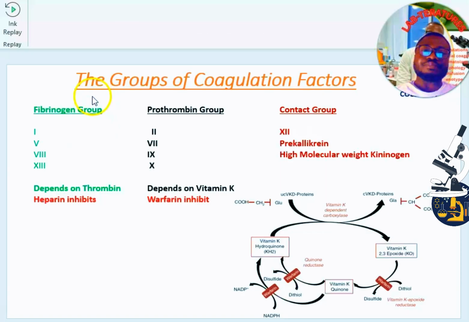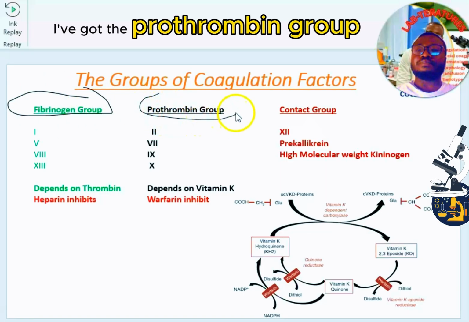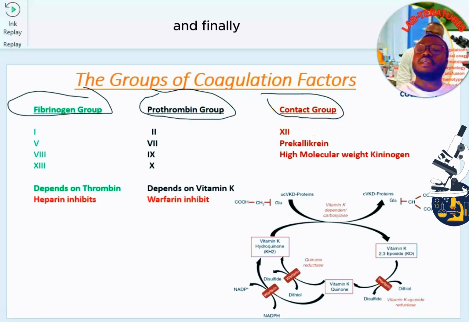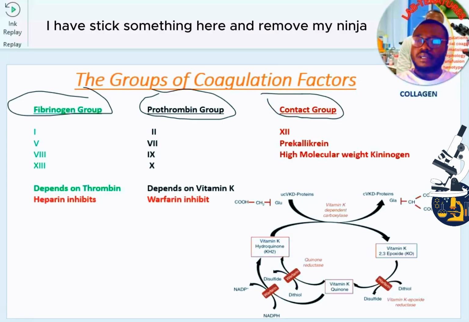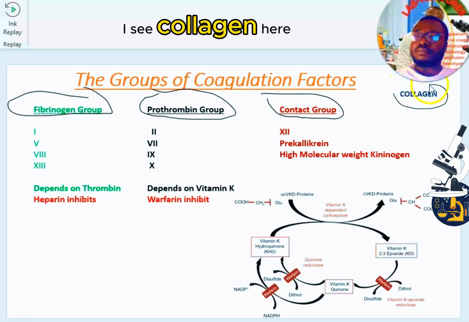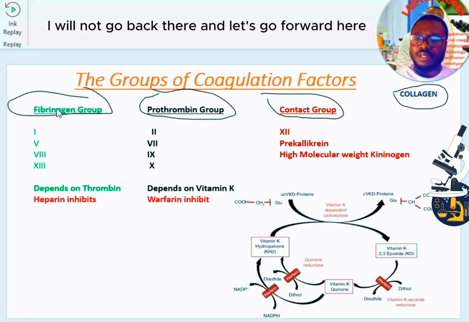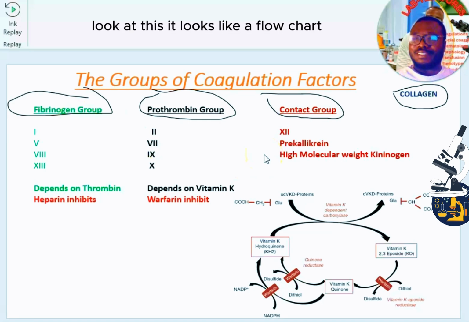Like this: the fibrinogen group, the prothrombin group, the contact group, and finally collagen here. We've made mention of collagen in the past slide, so I'll not go back there again. Let's go forward here. Look at it. It looks like a flow chart, and it makes sense in understanding coagulation factors.